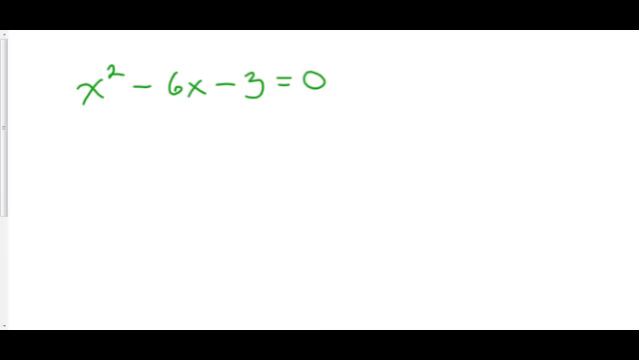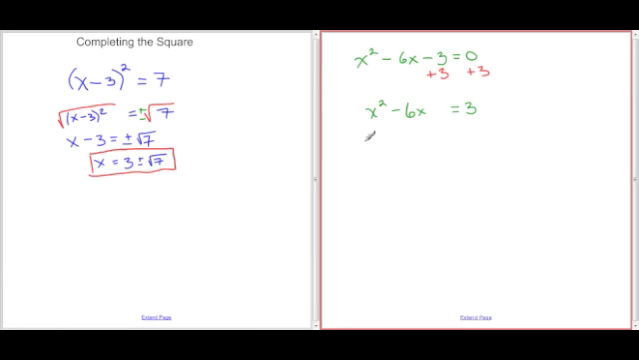Now the first step to completing the square is always to get the number alone on the right-hand side by itself. So now we have x squared minus 6x, I'm going to leave a space, and this is equal to positive 3. Now the whole idea behind completing the square is to turn the left-hand side into a perfect square like we had in the original problem, (x minus 3) squared. Now the question is, how can we turn x squared minus 6x into a perfect square?